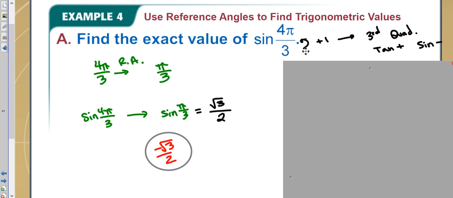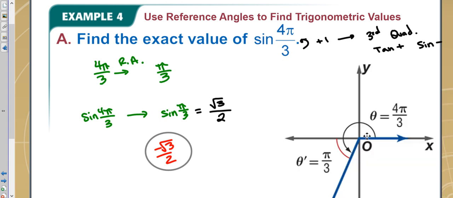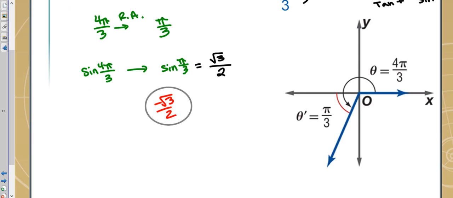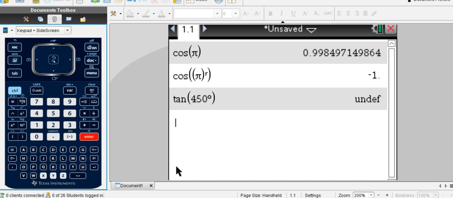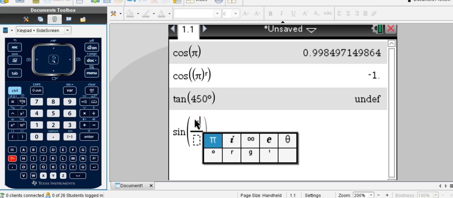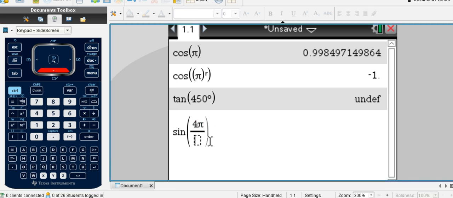Now we could type that in the calculator and press enter, or I can just show you here that they're getting the same location, third quadrant. And you know what? I will type this in the calculator. I'm going to go over here. I'll type in sine, parentheses. The angle was, didn't work. Let me try that one more time. There it is, 4 pi over 3. And again, that's a radian there.